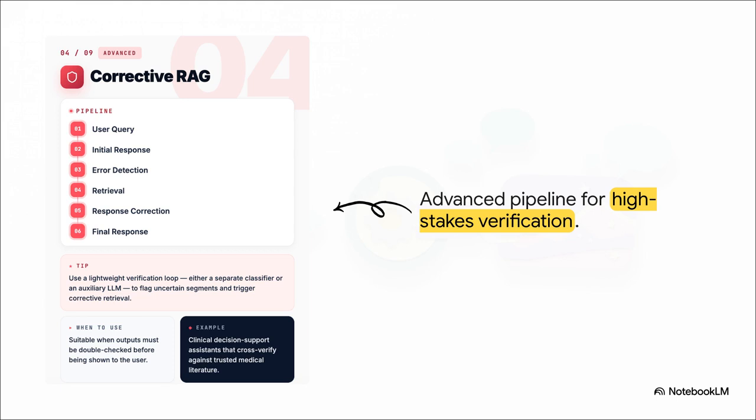Our practical example here is totally different from that simple FAQ bot. Imagine a clinical decision support assistant. This is an AI that a doctor might use to cross-verify patient symptoms against trusted medical literature. If the FAQ bot gets it wrong, someone's just confused about their vacation days. But if the clinical assistant gets it wrong, the consequences could be disastrous. In this kind of environment, outputs absolutely must be double-checked before the user ever lays eyes on them.